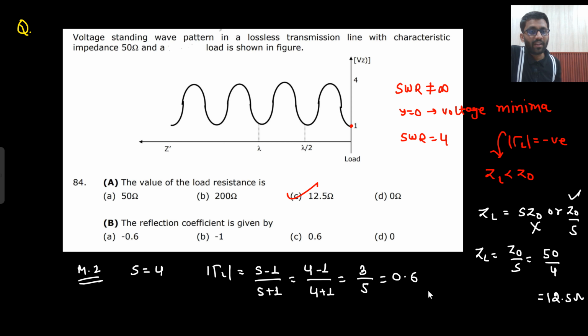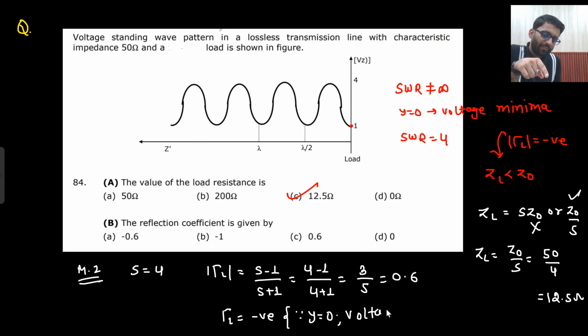But this is the magnitude. I need the sign as well. How will I get the sign? I will get to know that at y equals 0, there is voltage minima. That means gamma L has to be negative. Why is that so? Because at y equals 0, there is voltage minima. So if that has to be negative, your gamma L is coming out to be minus 0.6.